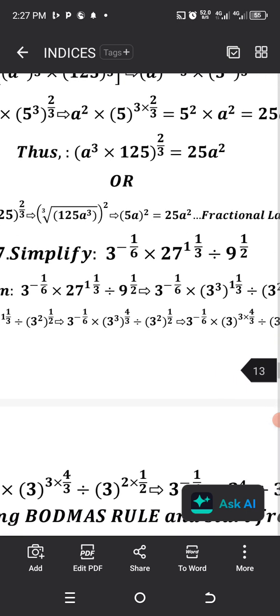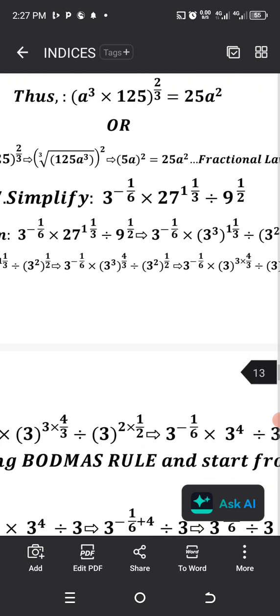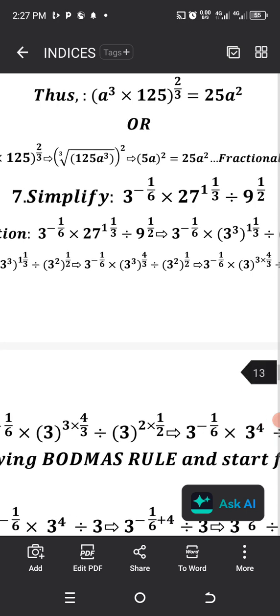And another question: you are asked to simplify 3 raised to power minus 1 over 6 multiplied by 27 raised to power 1 over 3 divided by 9, all raised to power 1 over 2. So the simplification is this.